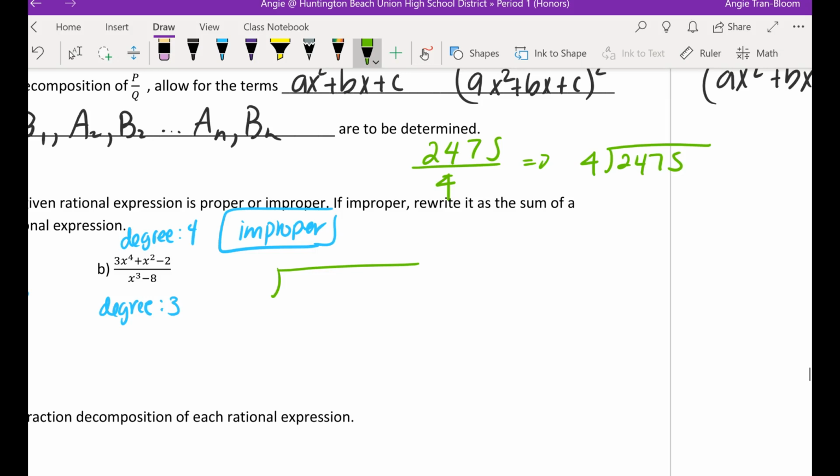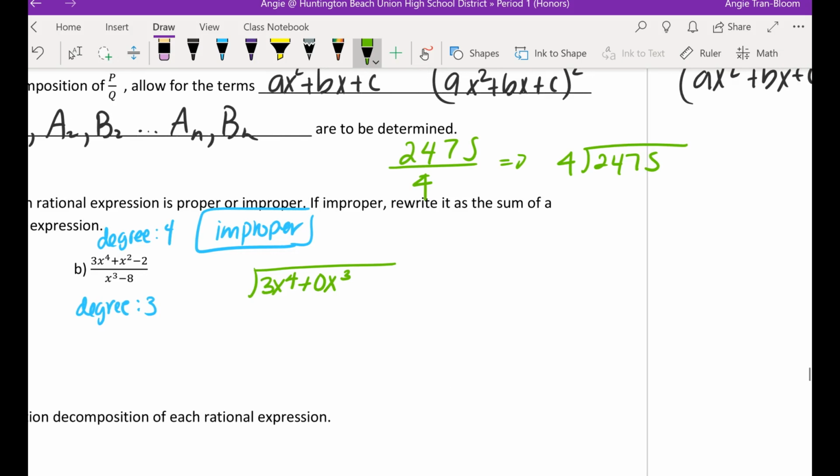But inside we have 3x to the 4th. I don't have an x to the 3rd, so fill it in with 0. These are called dummy terms, with a 0x to the 3rd. Anytime you have a missing term, you fill it in with 0. Plus 1x squared. I don't have an x, so fill it in with the dummy term, 0x, minus 2. Similarly for the bottom, you have an x to the 3rd. I don't have any square term, so fill that in with 0. I don't have any x term, fill in with 0, and then a minus 8.